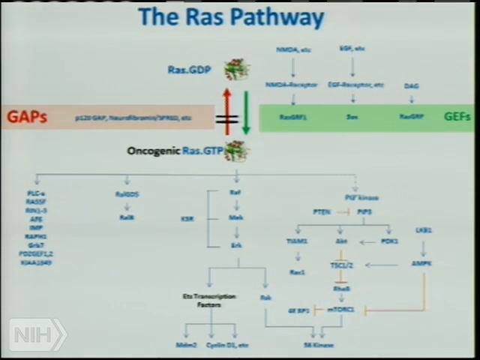And I'll show you how that actually gets broken in just a moment, because one thought is to try and fix the broken off-switch and somehow trick these GAP proteins into turning RAS GTP into the off state. Sounds crazy, but that would be the most elegant way of fixing the problem.